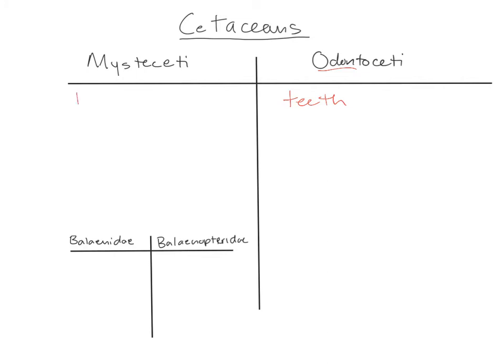And the Mysticeti have, instead of teeth, these plates made of keratin, similar to the hardness of your fingernail, but growing out of their gums, which they use to filter feed. Right? So Mysticeti are almost exclusively filter feeders, whereas odontocetes are exclusively predators.